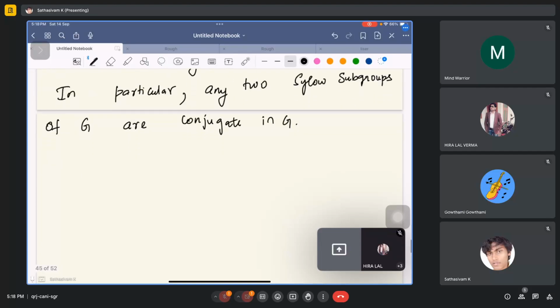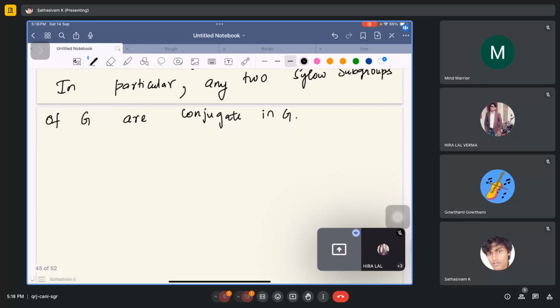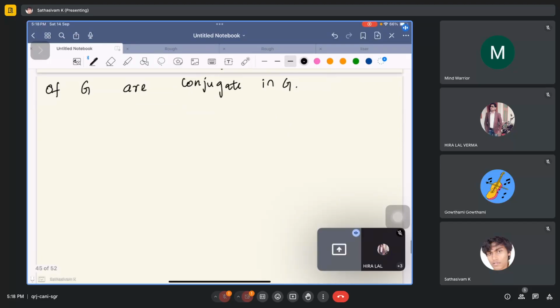Okay. And the third Sylow theorem deals with the number of Sylow p-subgroups. So it says that the number of Sylow p-subgroups is of this particular form.